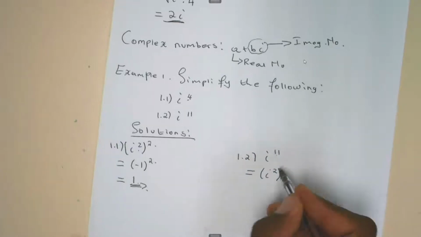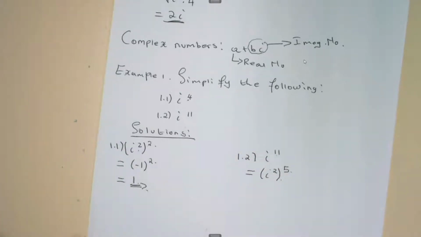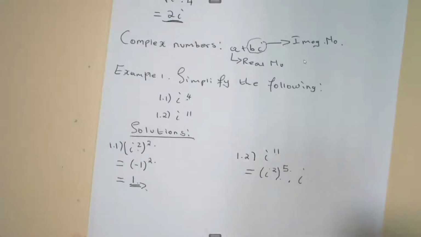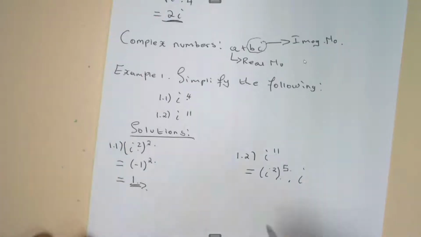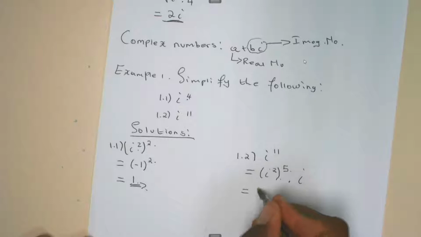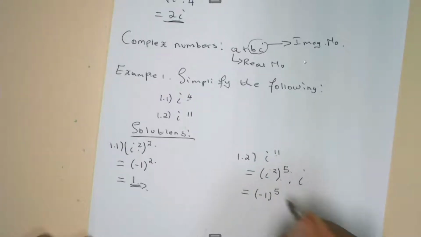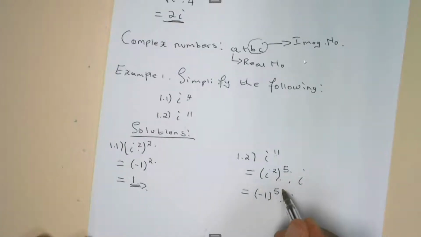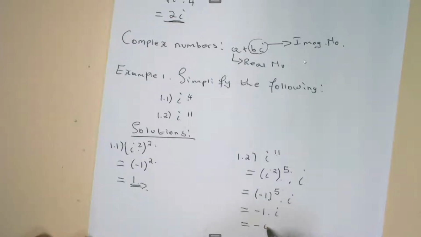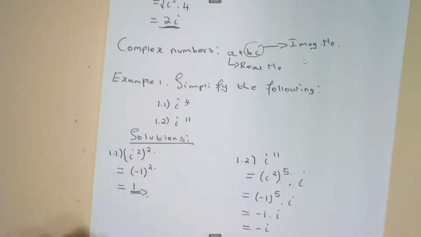So we are going to multiply it with 5 to get 10. And we multiply with i. Remember, i is to the power of 1. So it will be 10 plus 1 because we multiply. Remember, when you multiply the same bases, you add the exponents. So we are going to have -1 to the power of 5 multiplied by i. Now, -1 to the power of 5 is equal to -1 multiplied by i. That will give us -i. That's how we solve this.